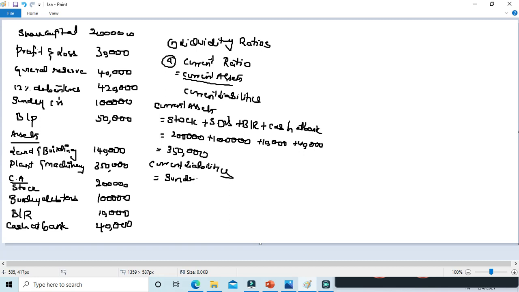Now let's talk about the second method. He is asking liquidity ratios. First one is current ratio. Now if you see this, we are done with the first part. Now we will calculate the quick ratio. So let's do the quick ratio now, B part.